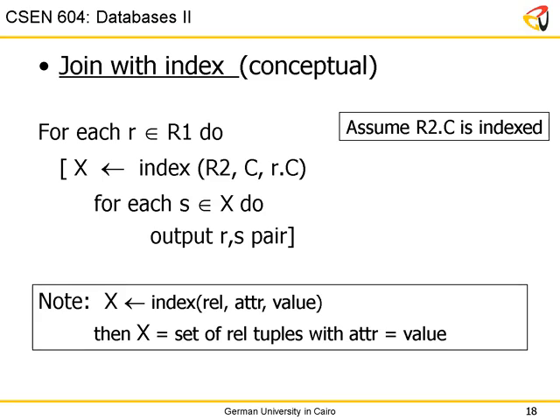And for all the matches that you find in the index, remember the example we had was 2 20s in R1 and 2 20s in R2. So let's say you search for 20 in the R2 index and you get back the result that there are 2 20s. This is what the inner loop says: for each S that belongs to X, so this X will be the set of 2 20s, I will output R comma S, which is the 20 comma 20 pair, a tuple from R1 and a tuple from R2 where C is 20. So here I'm using the index to do the join.